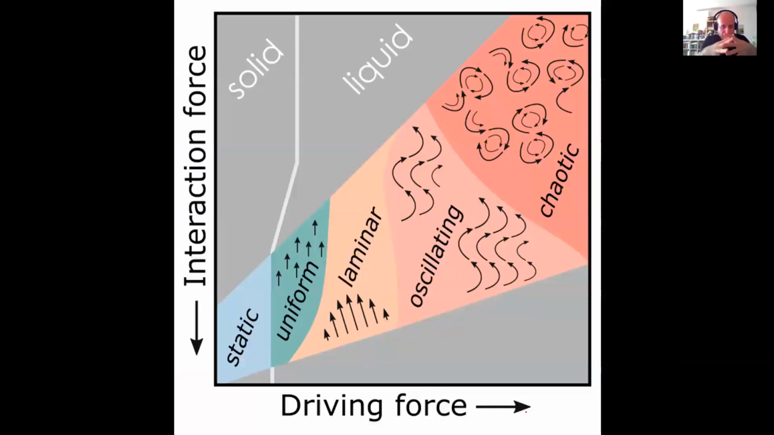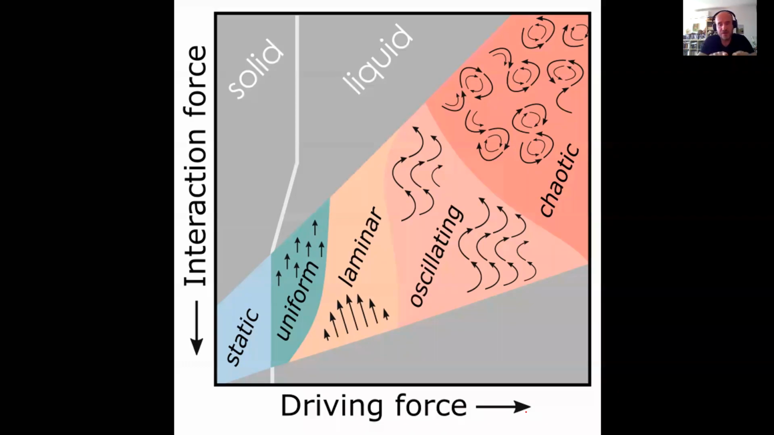This is a general, very cartoon-like scheme that shows the states of matter as a function of a driving force. In our case, it's activity, and the interaction between the particles. As we said, the interactions are an essential part of active systems. By interaction, you can think of a co-aligning interaction.